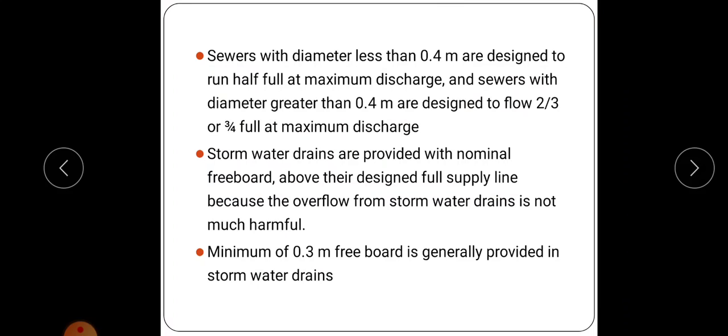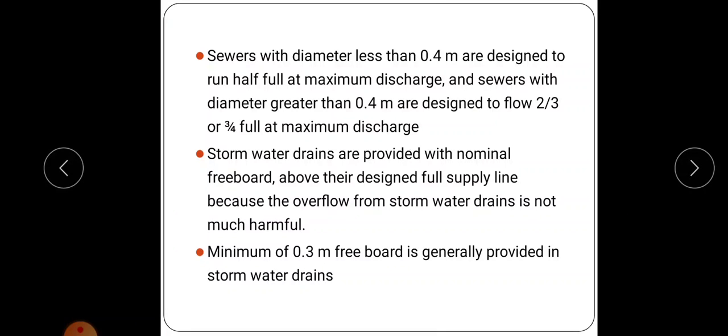Next point, sewers with a diameter less than 0.4 meter are designed to run half full at maximum discharge. That is, if the diameter of the sewer being designed is less than 0.4 meter, it is usually designed to run half full at maximum discharge. And sewers with a diameter greater than 0.4 meter are designed to flow 2/3 or 3/4 full at maximum discharge. So these are some points to be considered while designing sewers.